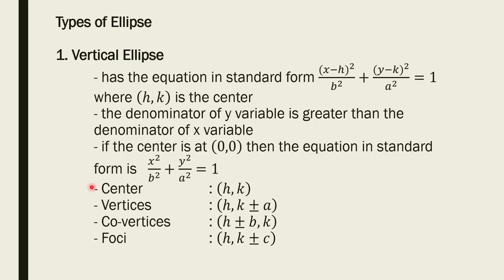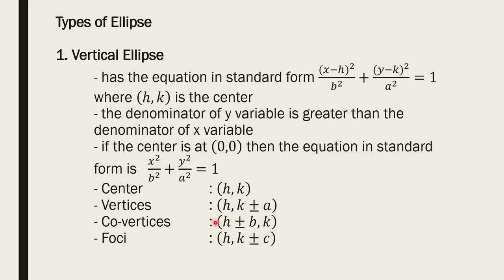It has the following properties. Center is (h, k), vertices are (h, k plus or minus a), co-vertices are (h plus or minus b, k), and the foci are (h, k plus or minus c). If you're going to understand the properties of a vertical ellipse, you can observe that the vertices and the foci are written alike, but they differ in the letter, which is a and c, because the foci are situated along the principal axis where the vertices are also located.